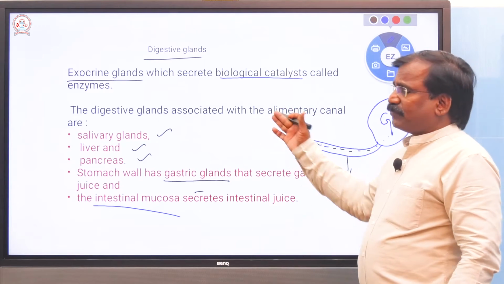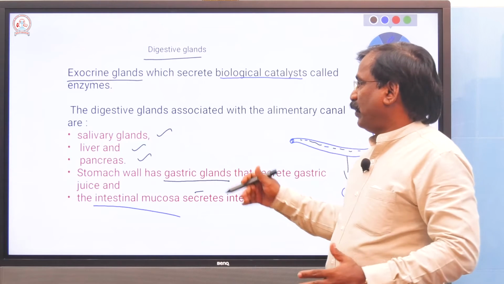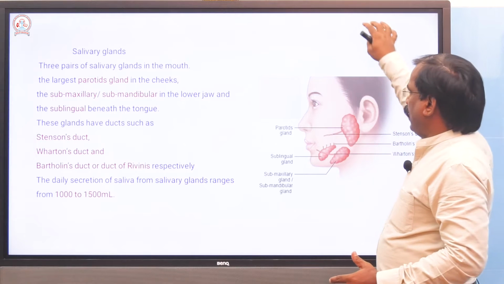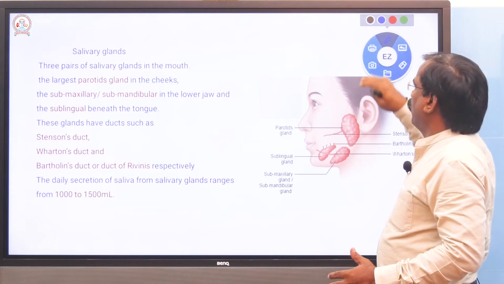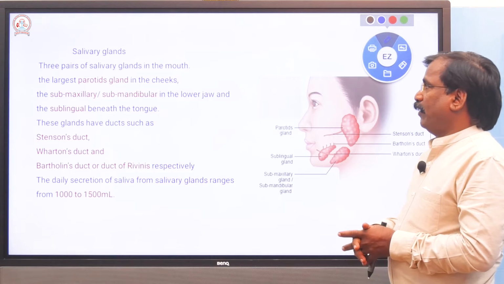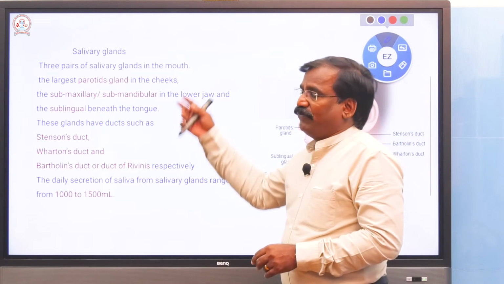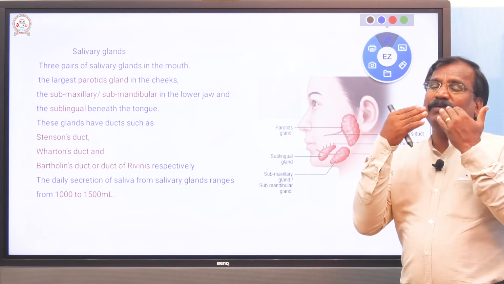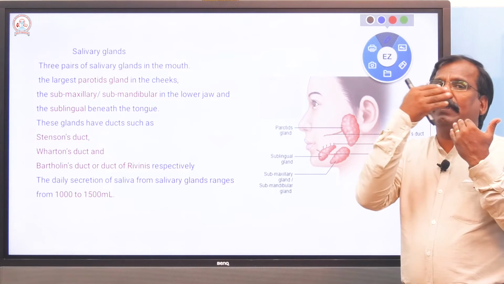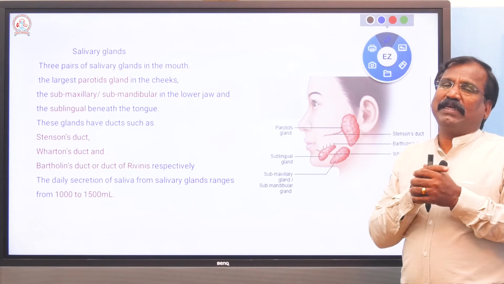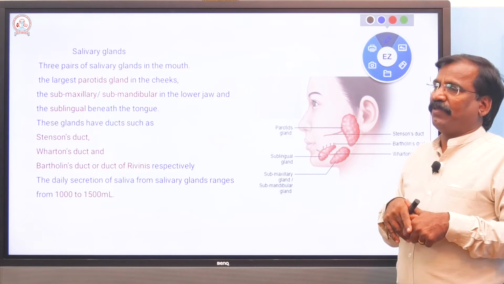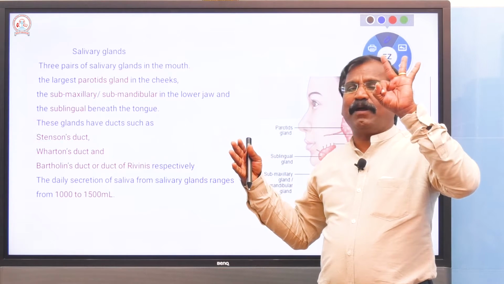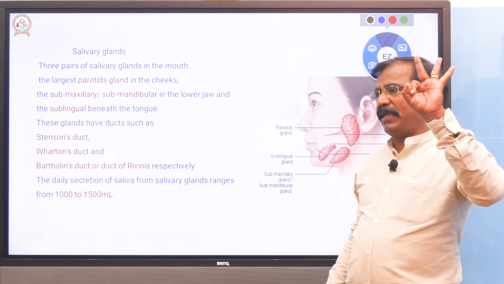So now let us discuss one by one. The first is the salivary gland. Where is it located, how many are there, what is the secretion? Everything we are going to discuss in detail. The salivary gland is located inside the mouth, in the buccal cavity area. How many? 3 pairs of salivary glands.